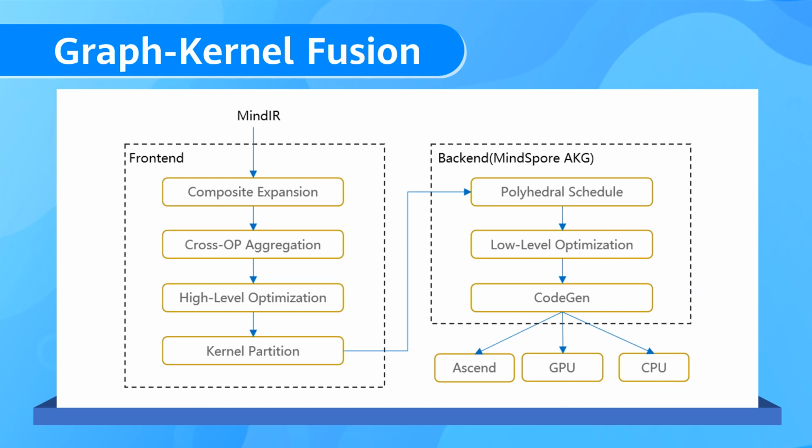Absolutely. In the graph layer, the primary concept is to break down composite operators, enabling cross-operator aggregation and optimization. The next step involves partitioning the kernels, essentially the kernels themselves. The result is an optimized computational graph that's subsequently passed to MindSpore AKG as subgraphs for further backend optimization and code generation. This approach brings about performance improvements in two critical aspects: enhanced cross-operator performance optimization and fusion operators at the optimal granularity.